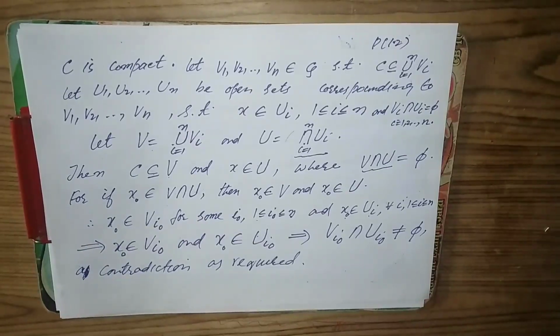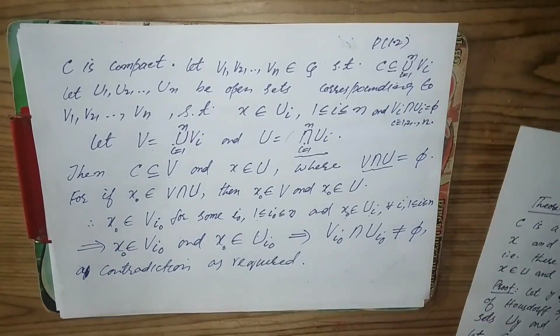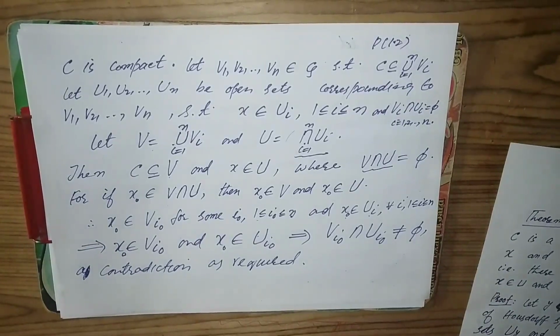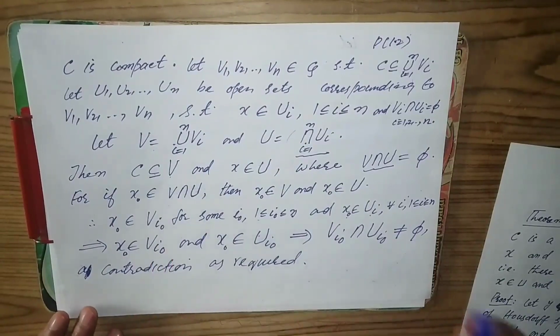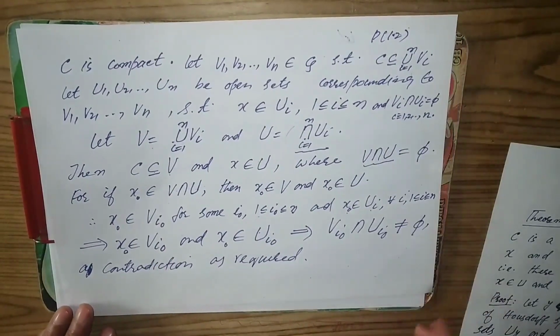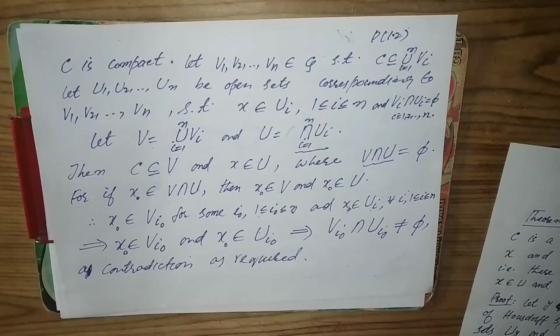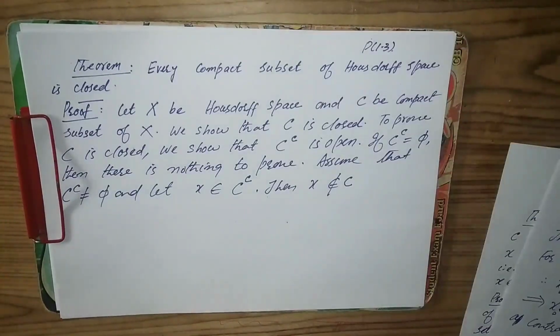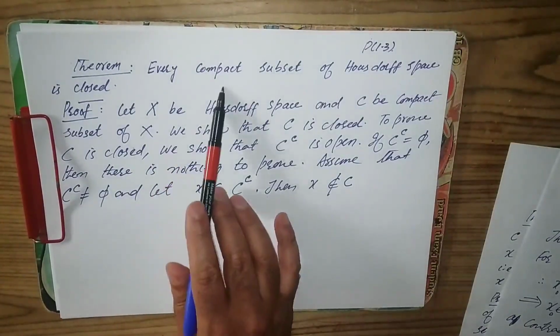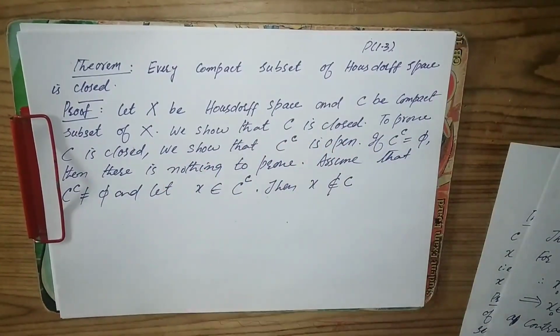Hello. In the previous lecture, we have seen that in a Hausdorff space, any compact subset and a point which is not in that compact subset can be separated by two disjoint open sets. So now, in the next theorem, we will prove a very important property of Hausdorff space. We will show that every compact subset of a Hausdorff space is closed. So that's this theorem: every compact subset of a Hausdorff space is closed.